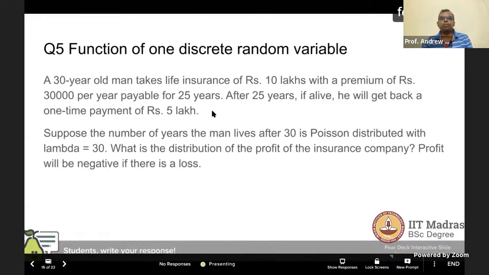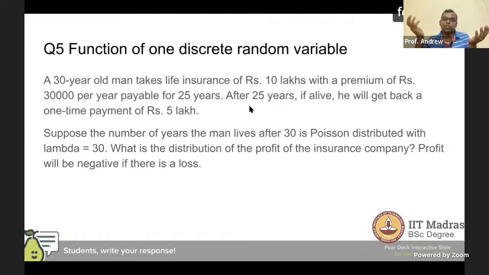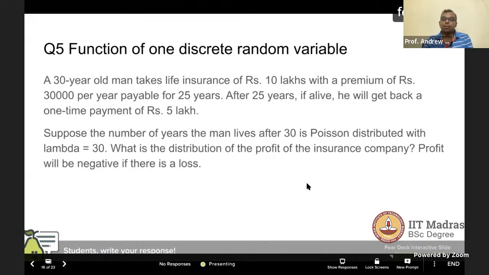There's a 30-year-old person taking a life insurance for 10 lakhs. They have to pay a premium of 30,000 per year for 25 years. Of course, before 25 years, if you die, you get 10 lakhs. Not you, you've died already. So your next of kin will get 10 lakhs.